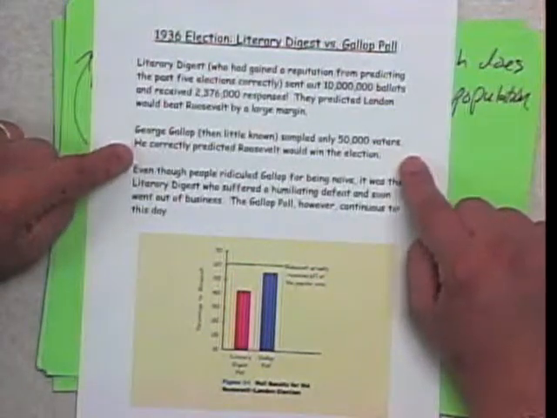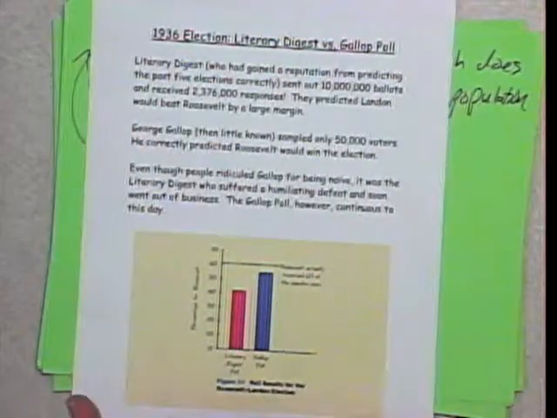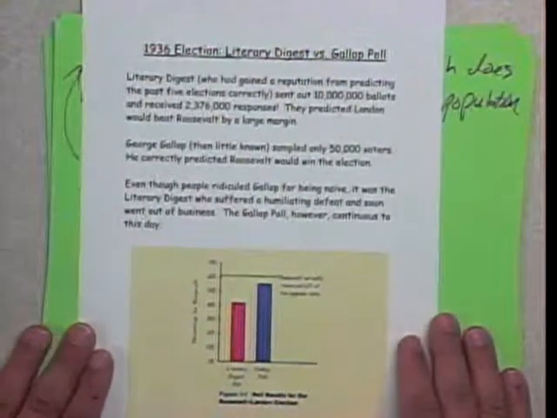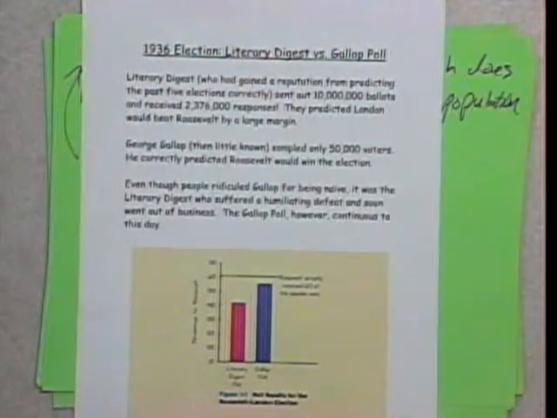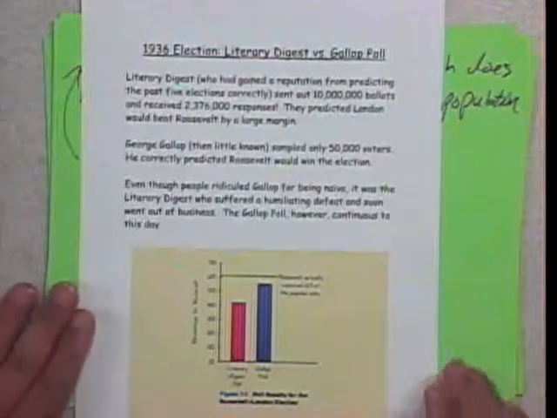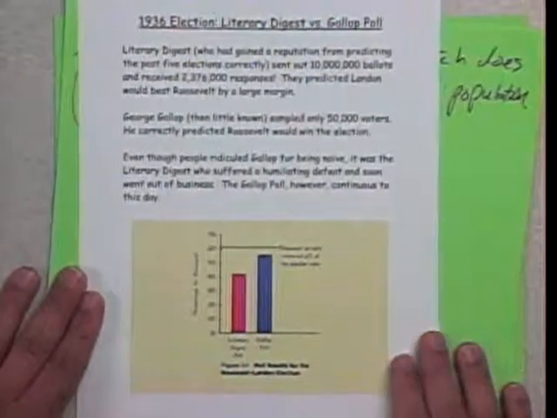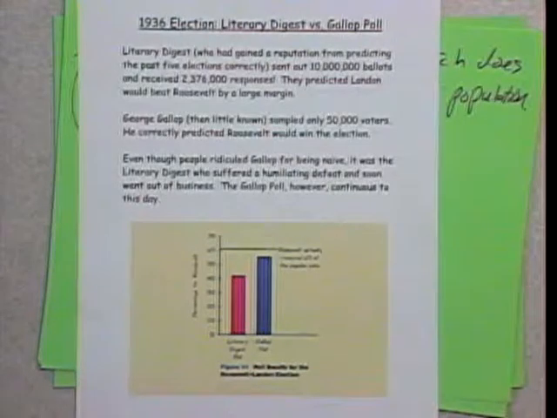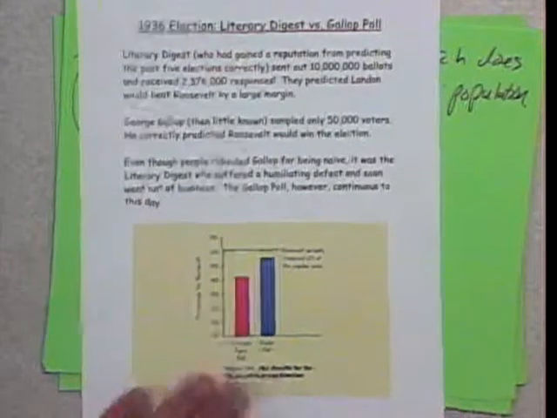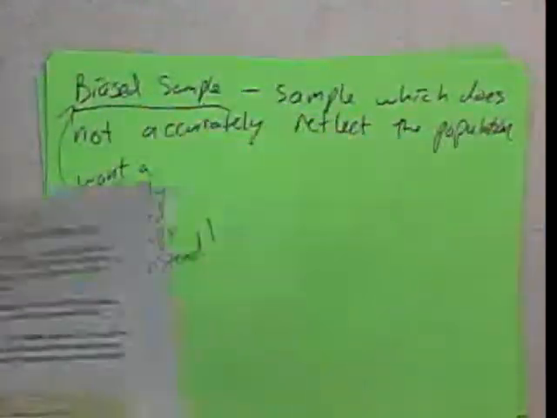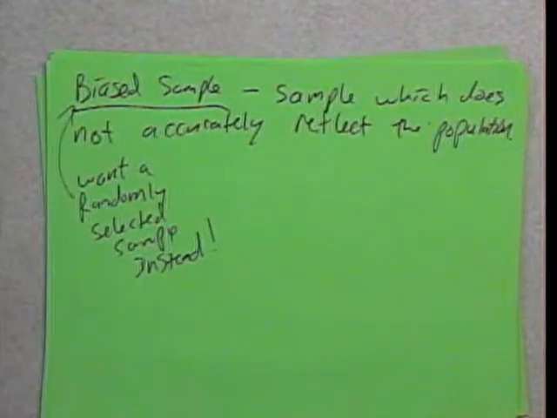So George Gallup, with his randomly selected sample of 50,000, correctly predicted the election, while the huge sample of the Literary Digest was way off. A very interesting example, and also some history of where the Gallup poll comes from. So remember, one way statistics can be misleading is by using a biased sample to draw conclusions about the entire population.